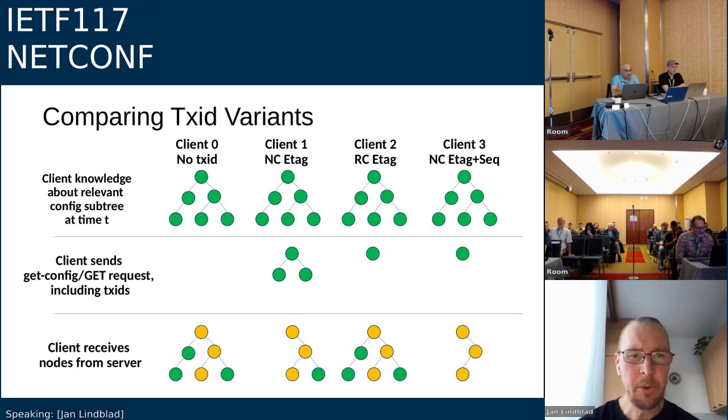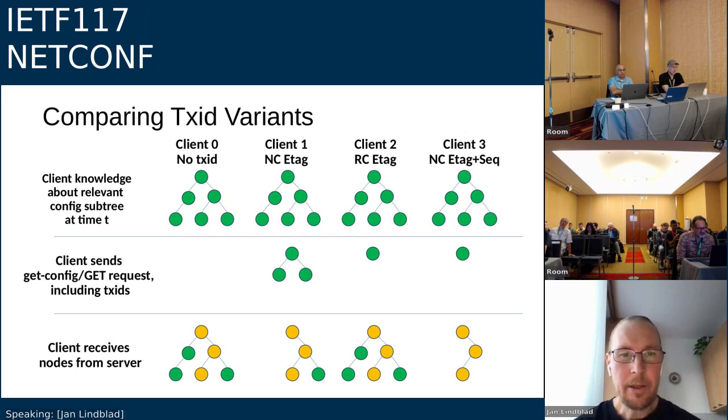With the e-tag mechanism, you would, as a client, specify the transaction ID for a few nodes that you know about. Say, hey, I know the transaction ID of the top node and these two left or right nodes. And then the server would reply with the nodes that have been changed or that you don't know anything about. So then you get the three yellow changed ones, and you will get one bonus unchanged element because the client didn't speak about the transaction ID on the lowest node there. So the server couldn't know if you knew that or not.